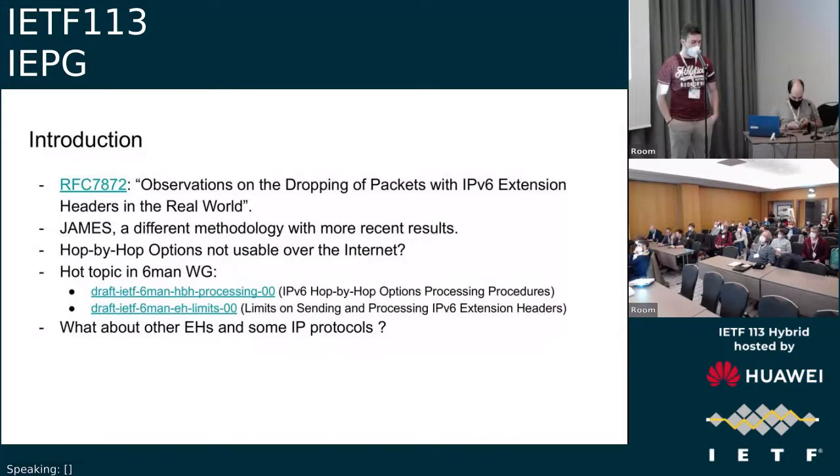And specifically, two drafts have recently been adopted. One to define processing procedures for hop-by-hops. And the other one is more about sending and processing all extension headers and defining some limits on it. So obviously the goal is to make them more widely adopted and make them progress the way they are supposed to. So the question is, what about other extension headers? And that's where James enters the stage. Next slide, please.